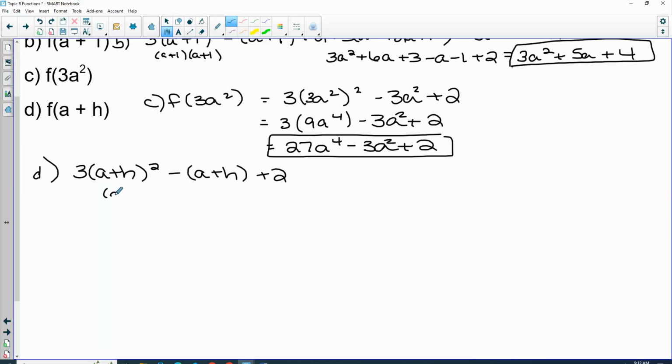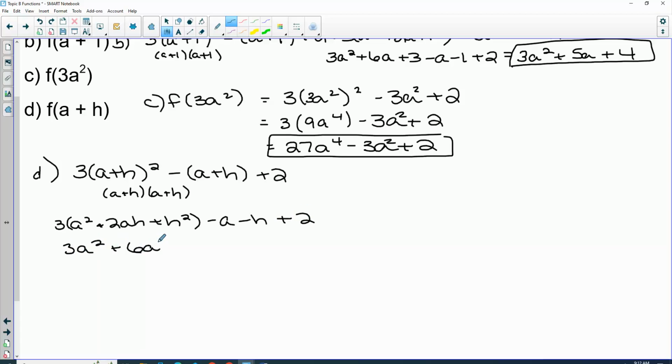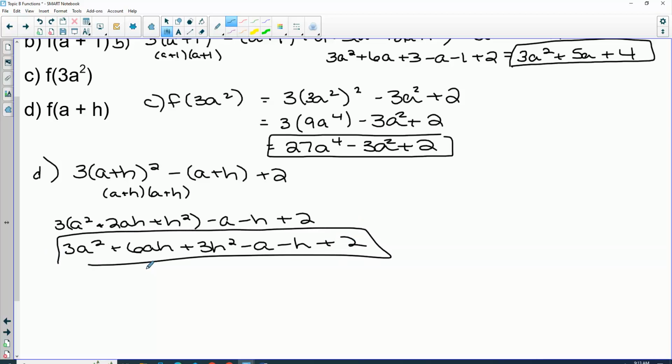So that means you have the a plus h twice. You do have to follow order of operations, so the exponent comes before you distribute your 3. So we get a squared plus ah and plus ah would be a 2ah plus h squared. You want to go ahead and distribute that negative, you can. So we get 3a squared plus 6ah plus 3h squared minus a minus h plus 2.